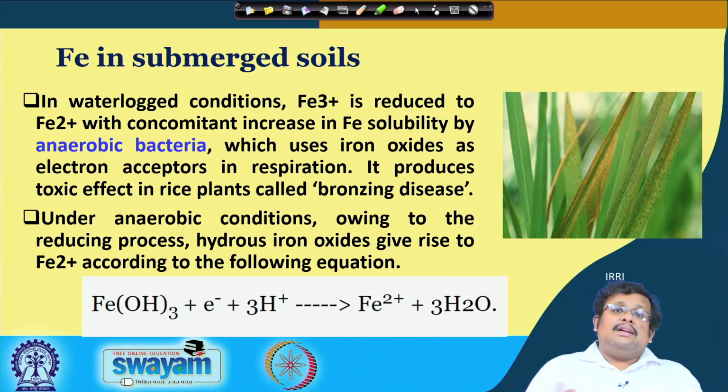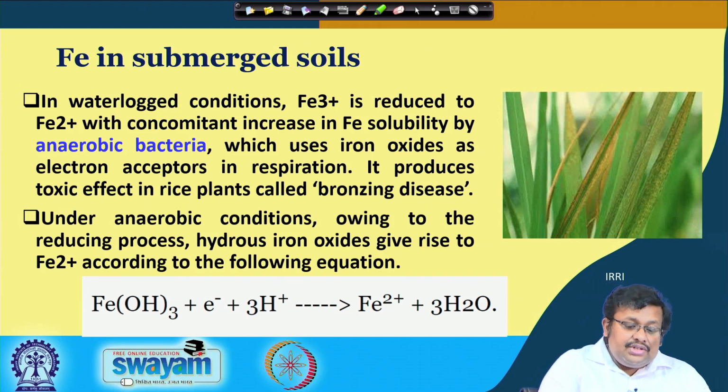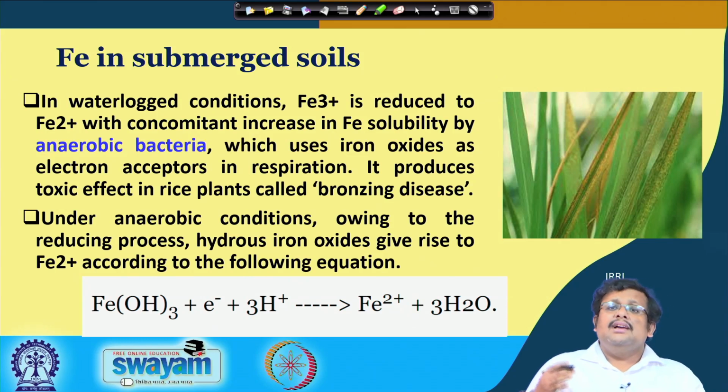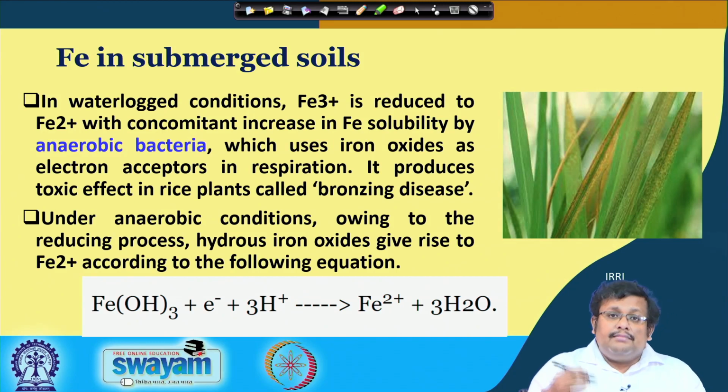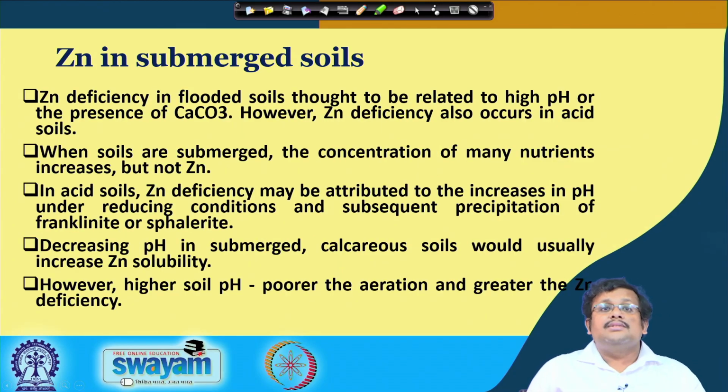Now, under anaerobic condition, owing to the reducing process, hydrous iron oxide gives rise to Fe2+ according to the following equation. As you can see, Fe(OH)3, when it is getting reduced by accepting 3 protons and electrons, is reduced to Fe2+ and produces 3 molecules of water. So, this is how the iron gets reduced in the submerged condition and produces iron toxicity.